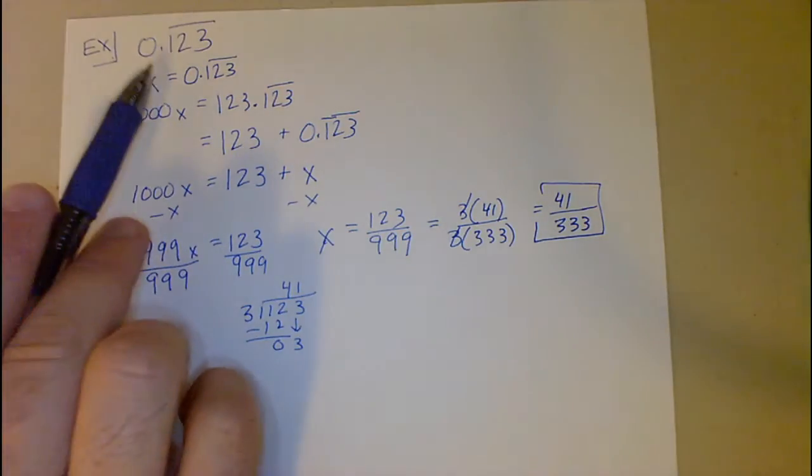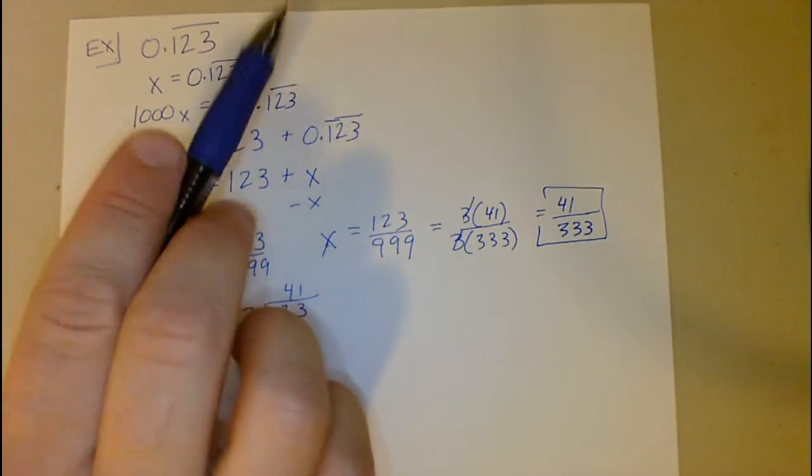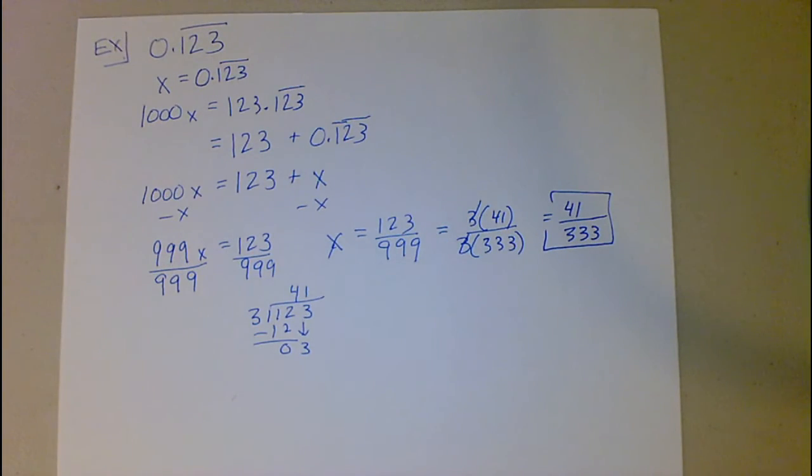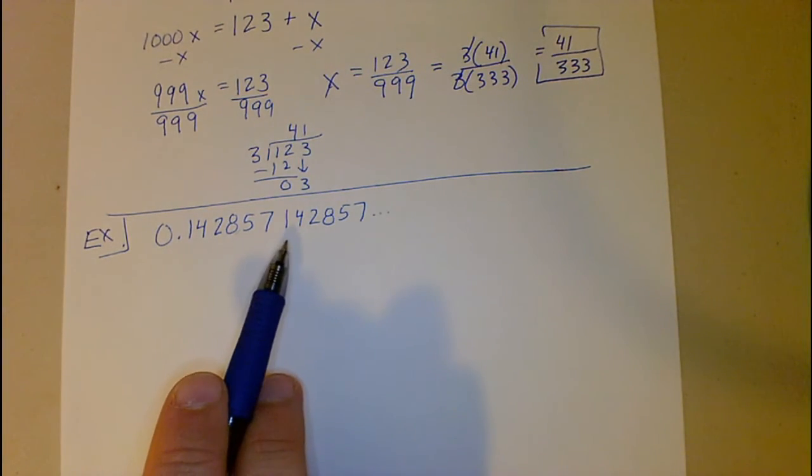So how do you represent the repeating decimal? 0.123123123123 forever. It's 41 over 333. And then for my last problem, I'm going to do something that looks pretty intimidating.